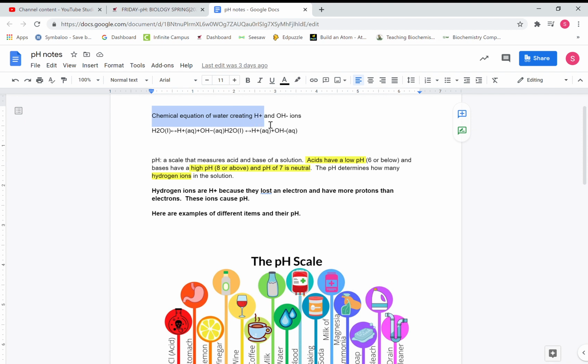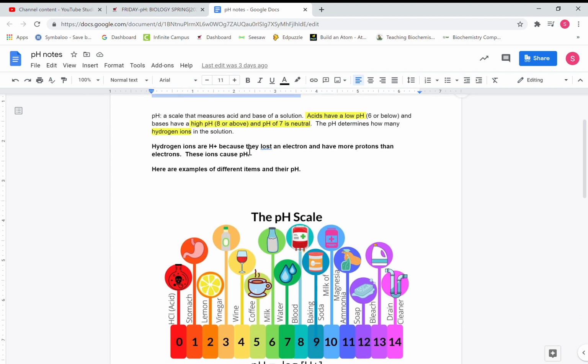What we're seeing is the hydrogen ions become plus ions, and that the OH ions become negative ions. This happens when water is broken down in a solution. So the pH scale measures the acidic and basic of a solution. Acids have low pH, 6 or below, and bases have high pH of 8 or above, 7 being neutral. The pH tells us how many ions, hydrogen ions, are present in the solution.